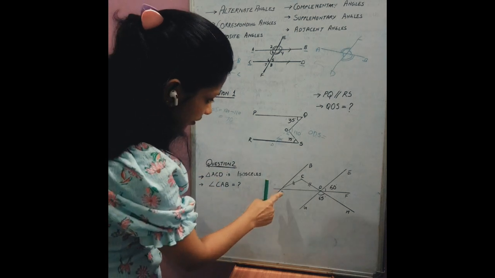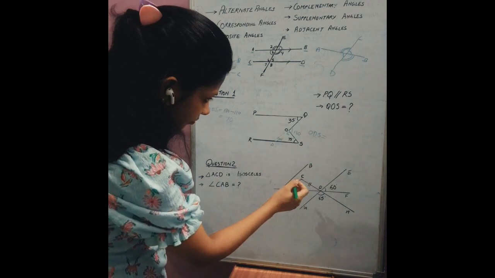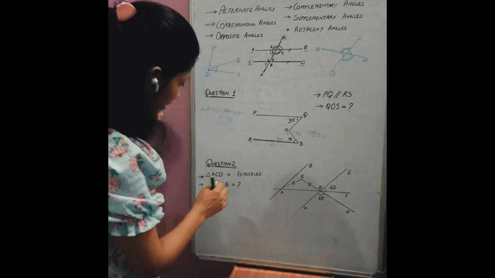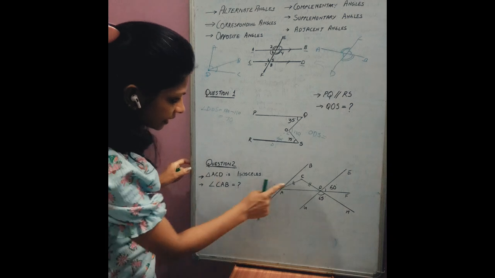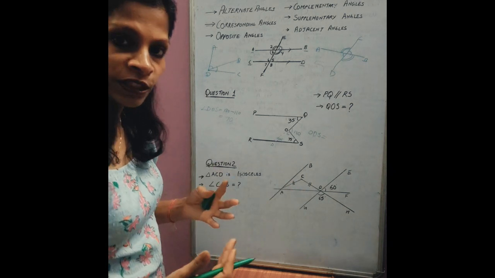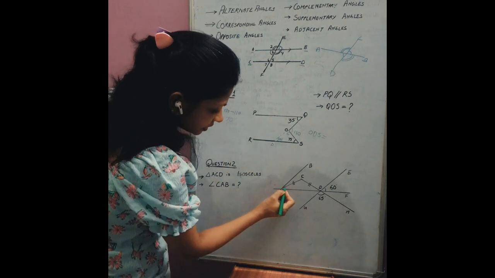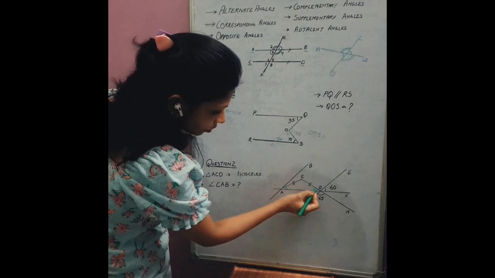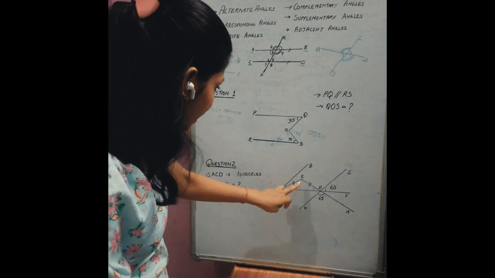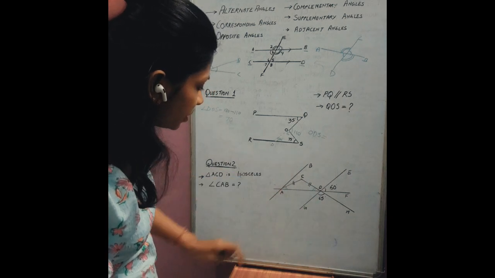So we have this figure wherein BA is parallel to EG, and we're given that triangle ACD is an isosceles triangle. So what do we mean by an isosceles triangle? Wherein the two sides are equal, and since the sides are equal, the angles are also equal here. All right, and we have to find angle CAB here.